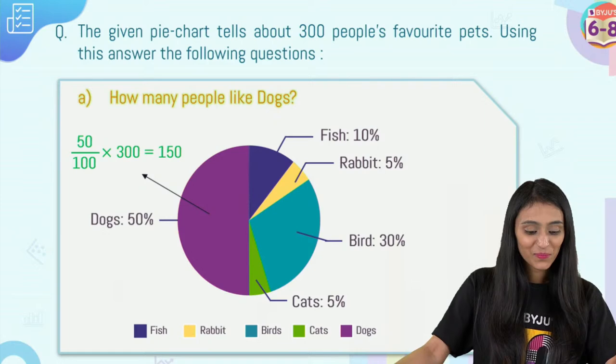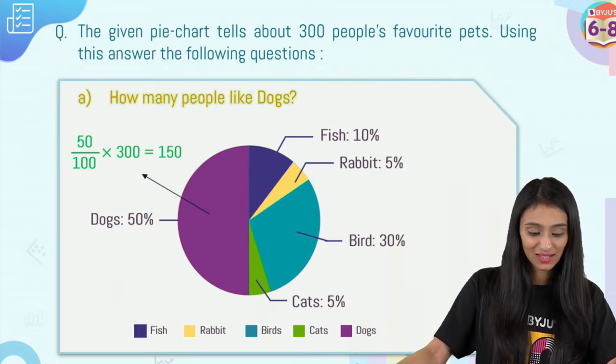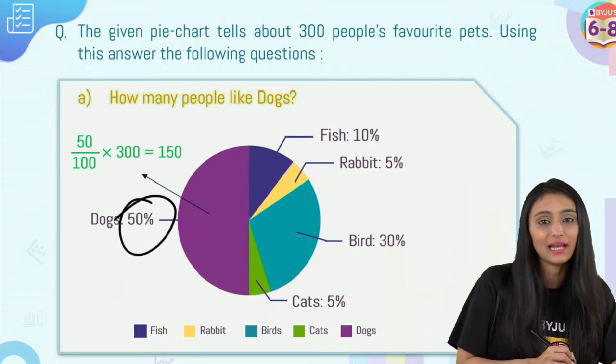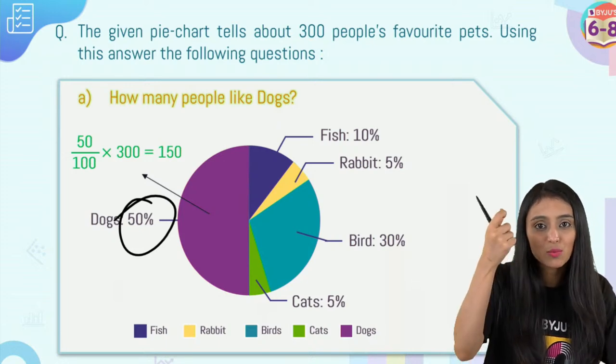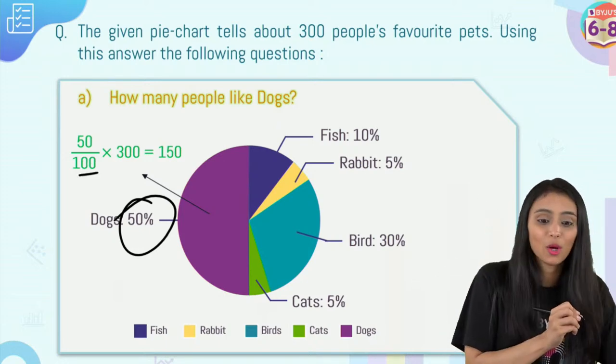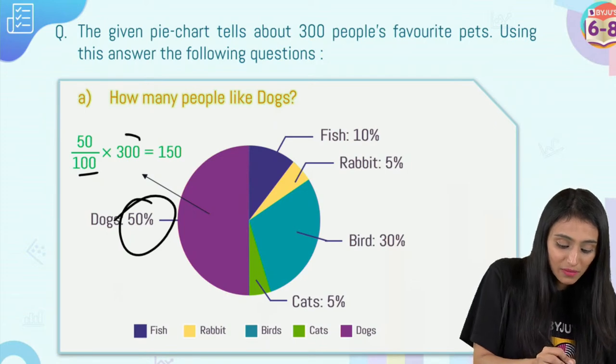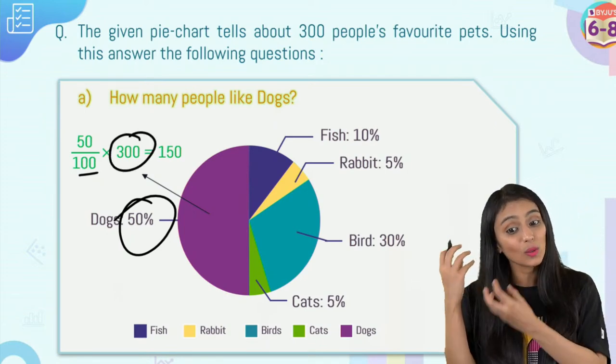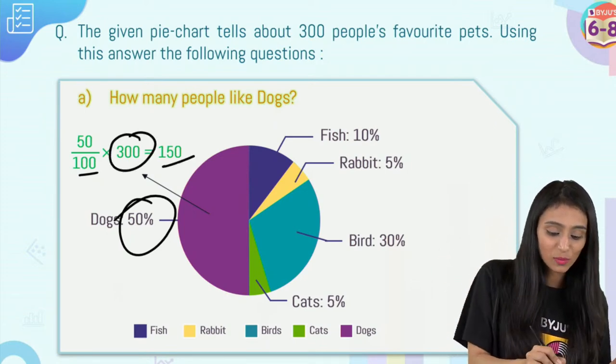All right. So, how many people like dogs? Dogs is 50%. Whenever we have to remove the percentage symbol, we write 100 in the denominator. And what is the total number? 50% of what? 50% of this total number, 300. That's going to be 150.